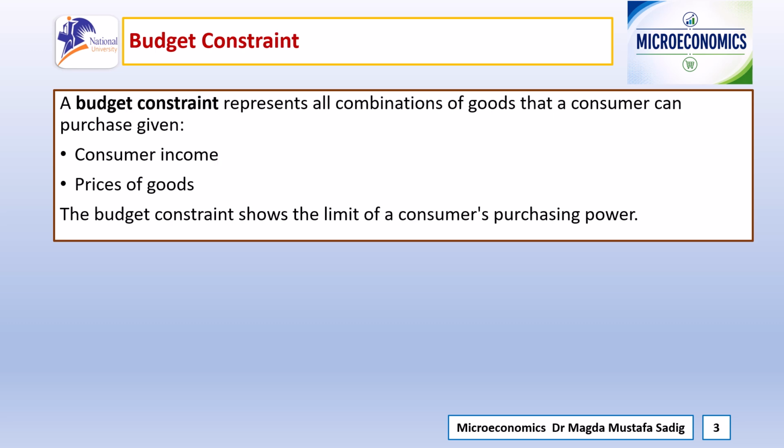What do we mean by budget constraint? A budget constraint represents all combinations of goods that a consumer can purchase with a given income and given prices. It depends on three factors. First, the consumer's income. Second, the price of good X. Third, the price of good Y. So the budget constraint simply tells us the limit of a consumer's purchasing power.